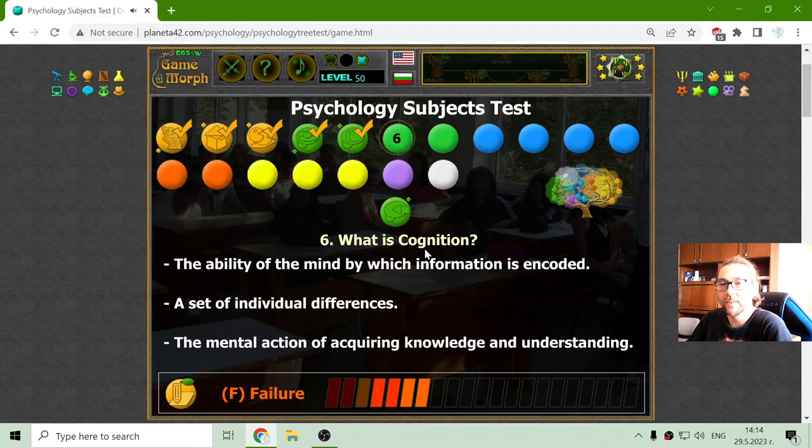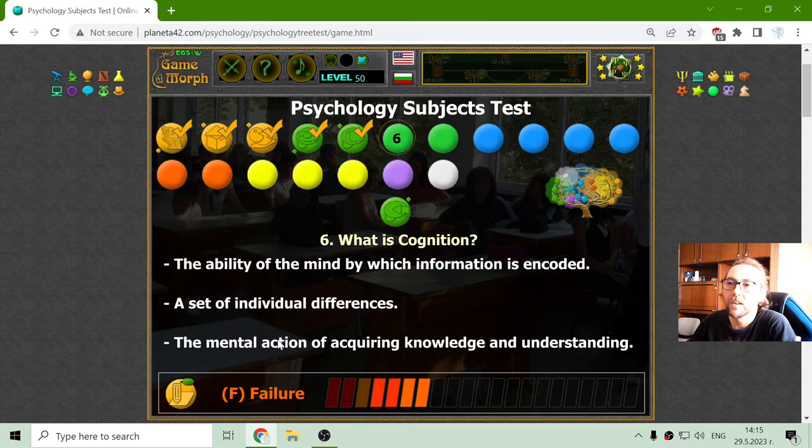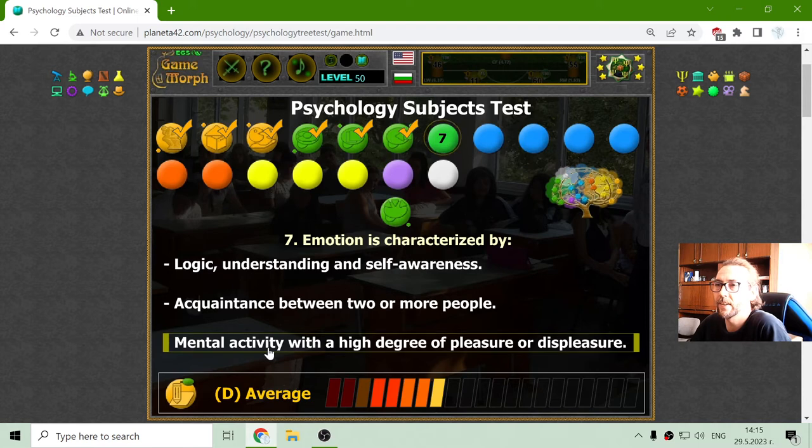Okay, what is cognition? Is this the ability of the mind by which information is encoded? Is this a set of differences? Or is it the mental action of acquiring knowledge and understanding? Cognition. Okay, this is the last one. This is the mental action of acquiring knowledge and understanding. Yep.